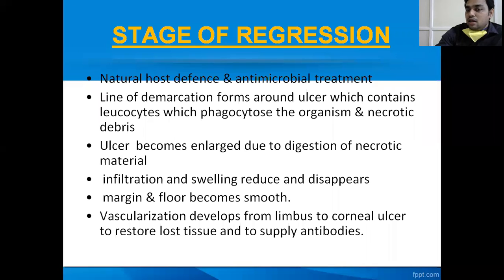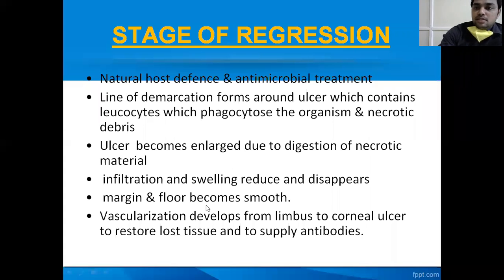The ulcer becomes enlarged. In this stage, the size of the ulcer increases because of the digestion of the necrotic material by leukocytes and phagocytes. As the regression starts, there is decreased infiltration and swelling of the corneal walls, and the margins and floor become smooth. In the previous stage, as I said, there is swelling of the ulcer walls. Here, because of the phagocytes and neutrophils, the margins and floor become smooth.